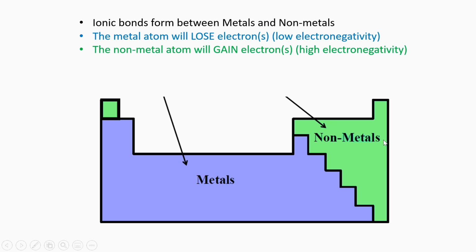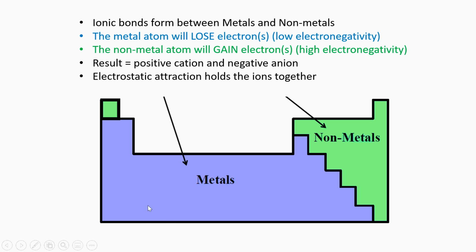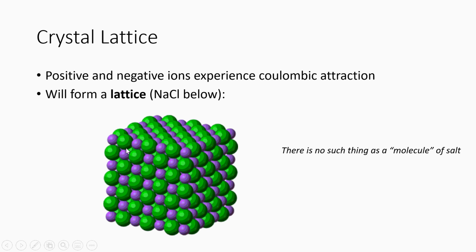The nonmetals tend to have a much stronger attraction for electrons because they've got high effective nuclear charge. So if you put together a nonmetal with a metal, the nonmetal will take an electron away from the metal. As a result, you end up with a positive ion and a negative ion, and then electrostatic attraction is going to hold those two ions together. And when it does that, it forms something called a crystal lattice. So those positive and negative ions experience Coulombic attraction, so opposites attract, and they form something called a crystal lattice.